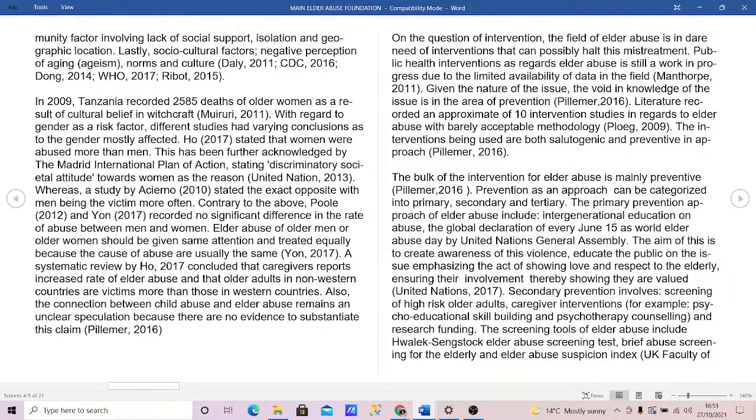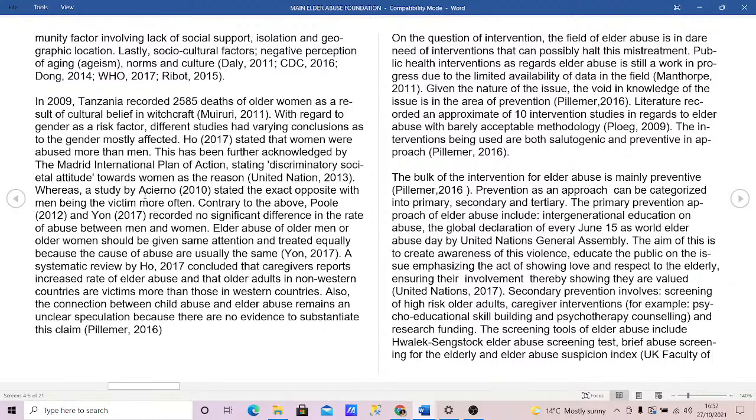A systematic review by Ho 2017 concluded that caregivers report an increased rate of elder abuse and that older adults in non-Western countries are victims more than those in Western countries. Also, the connection between child abuse and elder abuse remains an unclear speculation because there is no evidence to substantiate this claim. So when I make a point, I try to put the reason why that point is there. I try to put it beside it.